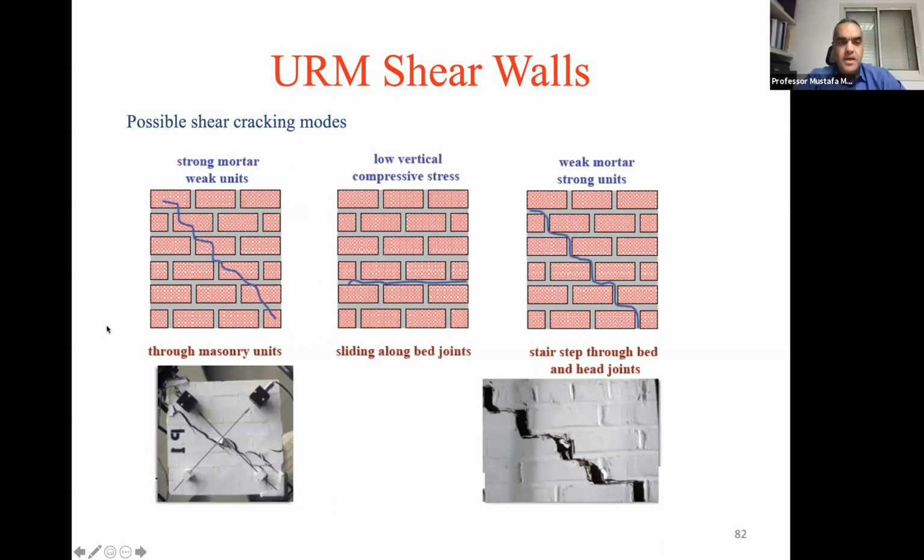Possible shear cracking modes in masonry walls are shown like this. Typically it's diagonal. Sometimes you may have horizontal, but this will be due to small vertical forces. But if you have vertical axial loads coming into the wall, most probably you will not have failure in the mortar as shown here.